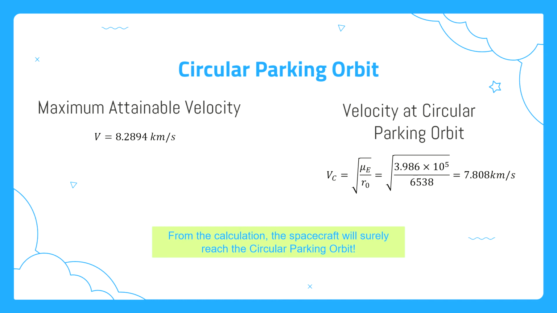But we can first calculate the velocity at circular orbit, which is at 6538 km below the Earth center. It is 7.808 kilometers per second. So compared to the maximum attainable velocity, the velocity at circular parking orbit is actually smaller. So from the calculation, we can conclude that the spacecraft will surely reach the circular parking orbit.